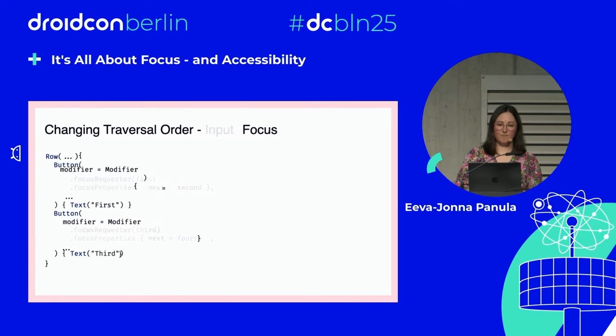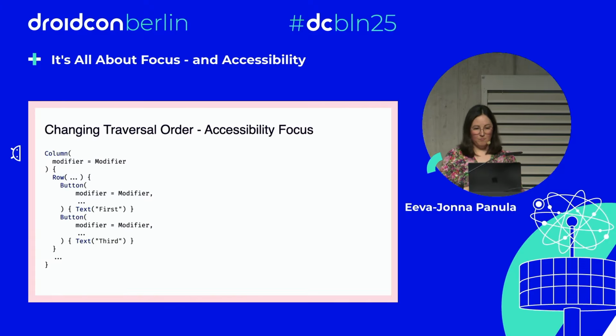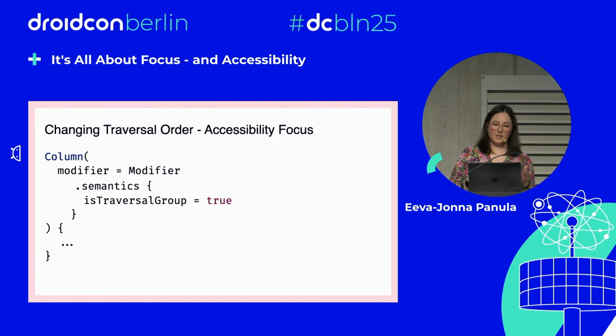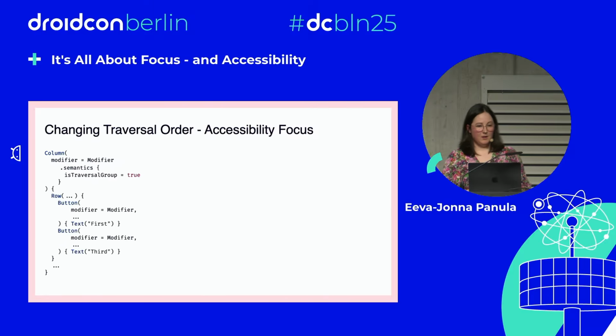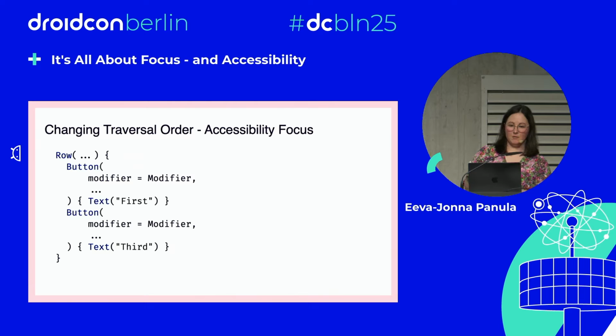For the accessibility focus, it's a bit different. We have the row, but we also have a column that's wrapping it. It's also important here, so that's why I added it to this one as well. The first thing we want to do is, for the parent column that's wrapping these rows, the whole thing where we want to change the traversal order, call the semantics modifier and set isTraversalGroup to true. This way it would know for which group the traversal order is changed. Then we go to the row and we start modifying it.